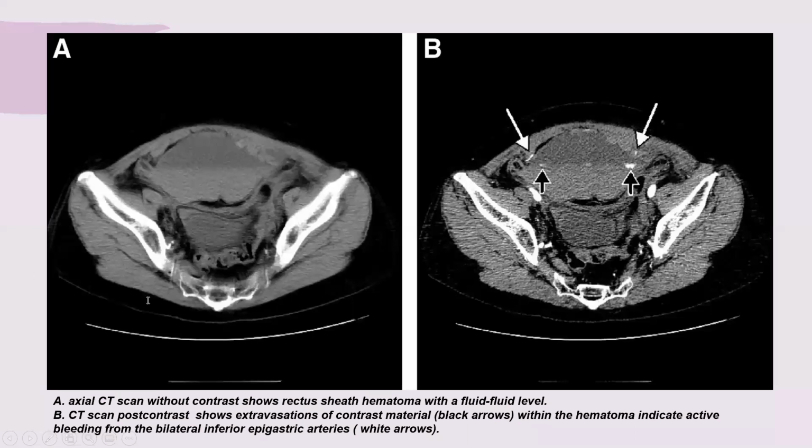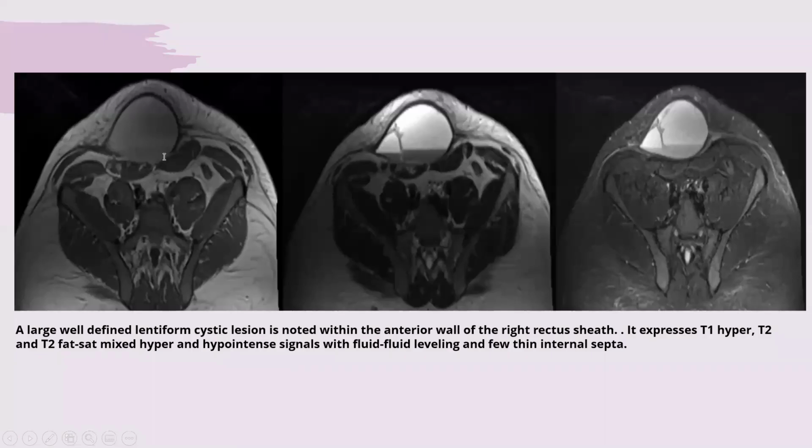Now by MRI, there is a large well-defined lentiform lesion noted within the anterior wall of the right rectus sheath. It is T1 hyperintense مقارنة بالmuscle, and on T2 fat sat it shows mixed hyper and hypointense signal with the fluid level and few thin internal septa.